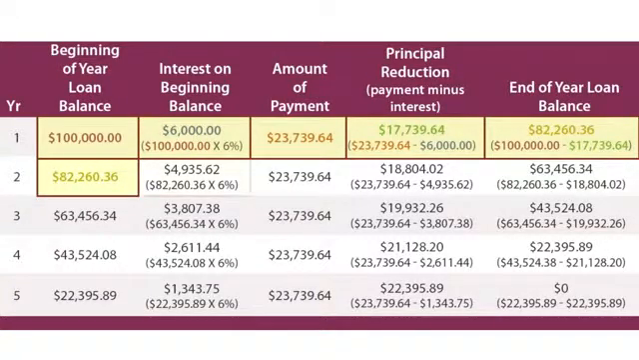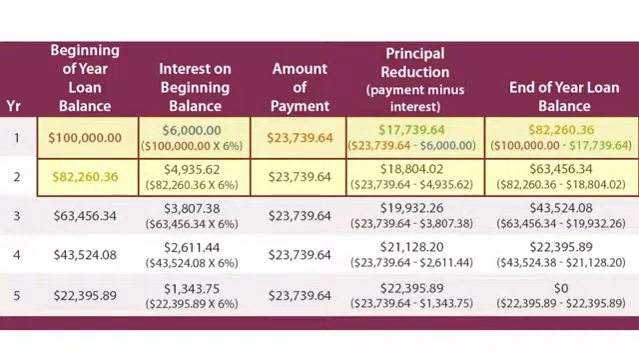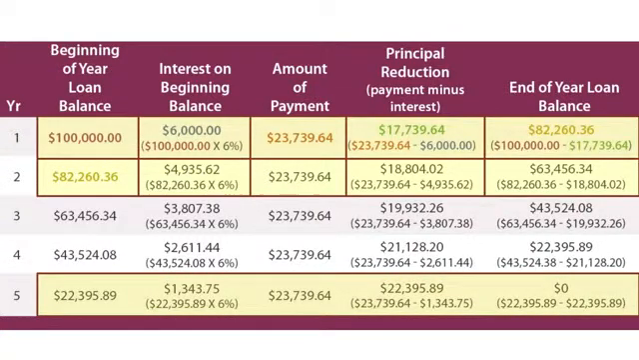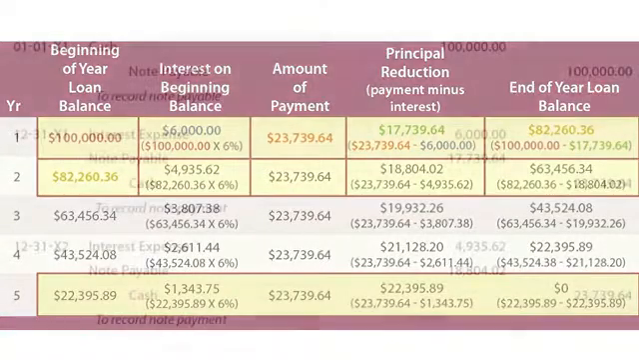And that $82,260 earns interest at 6%, or $4,935 for the second year. The rest of the total payment gives me a principal reduction in the second year of $18,804, leaving me a remaining balance of $63,000. And so it would go for each of the next years. Notice that the last payment in the last year will satisfy the interest of $1,343 and a $22,395 principal reduction, leaving us a zero balance due at maturity. So it's pretty nifty mathematics here.